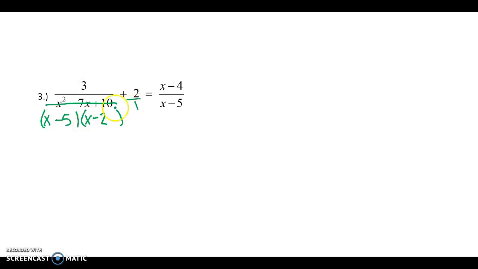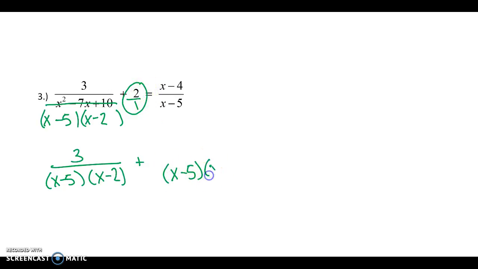This one has a 1. So we don't need to add anything to this one. We just need to change this fraction so it has the common denominator. So I'm going to leave this as 3 over x minus 5 times x minus 2. Now if I want this to have a common denominator, I'm going to have to multiply the denominator by x minus 5 times x minus 2. But whatever I do to the denominator, I'm also going to have to do to the numerator. So x minus 5 times x minus 2 is going to be multiplied by that 2. I'm just going to rewrite that up here.